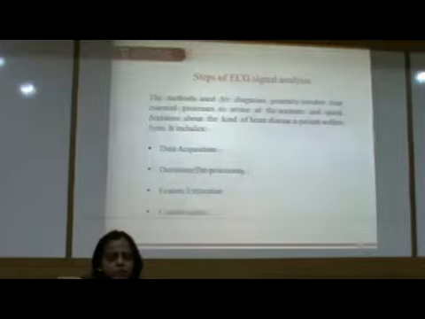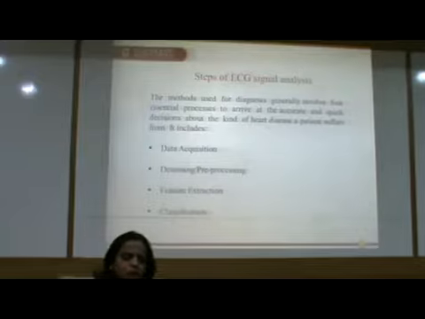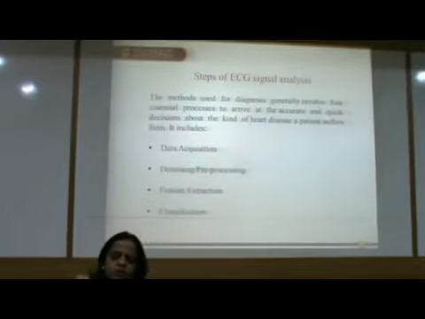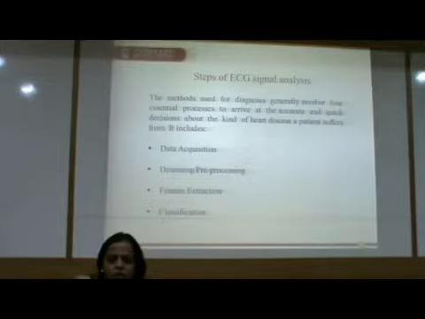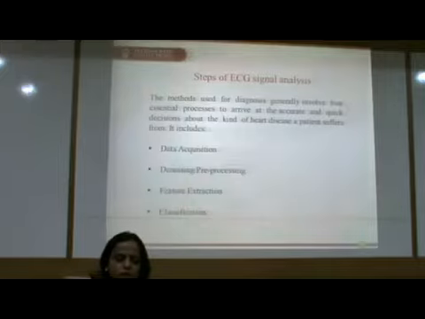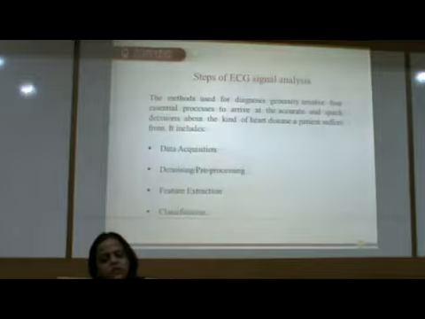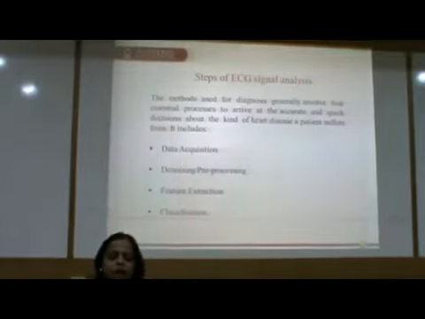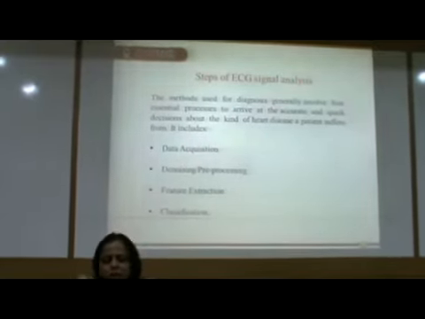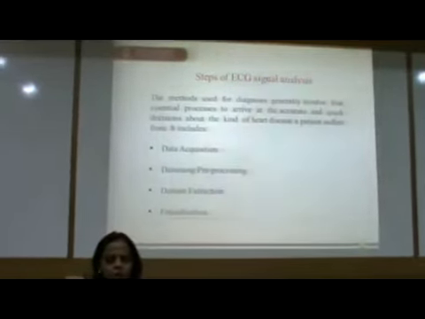First is data acquisition, in which we acquire the data from the ECG machine. Then denoising or pre-processing, in which we remove the noise in the ECG signal. Then feature extraction, in which we extract features like the intervals, the peaks and all these things. In the next slides we discuss the features which we extract. Last is classification, by which we check whether the acquired ECG signal is normal or abnormal.